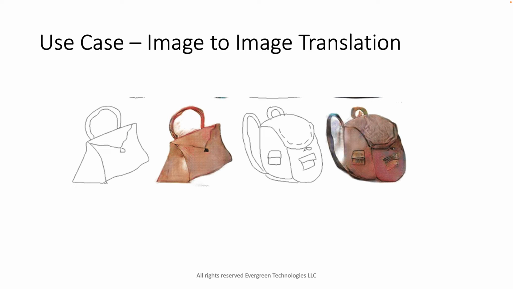The third use case is image to image translation, where the input to the GAN is a sketch of the image. In this particular case, on the left you see a sketch of a purse, and the GAN then generates a realistic photo from that particular sketch. As you can see, it has generated a very good realistic image of a purse, as well as a college or school bag on the right. So this is image to image translation.